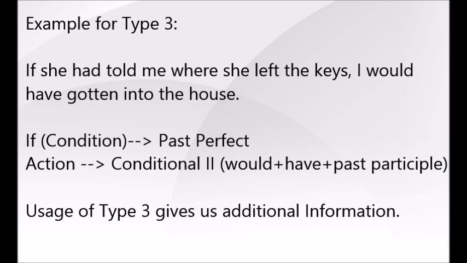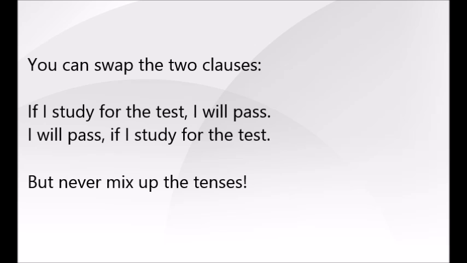She didn't tell me where she left the keys, so I didn't get into the house, and I cannot change anything about that anymore because it already happened and it was in the past. And that's basically it. Those were the 3 different types of conditional clauses.